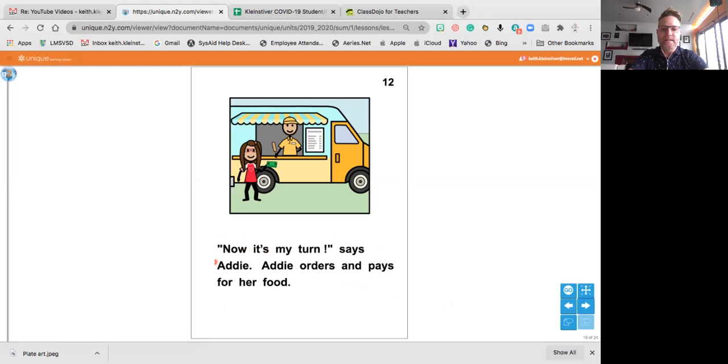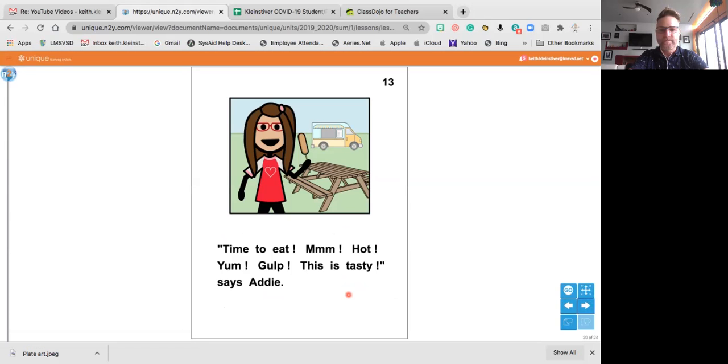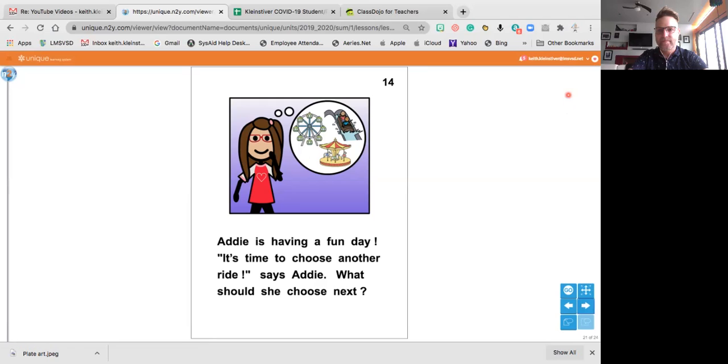Now it's my turn, says Addie. Addie orders and pays for her food. Time to eat. Mmm, hot, yum, gulp. This is tasty, says Addie. Addie is having a fun day. It's time to choose another ride, says Addie. What should she choose next?